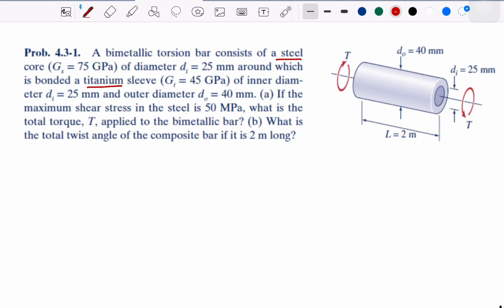If the maximum shear stress in the steel is 50 megapascal, so for steel itself it's 50, what is the total torque applied to the bar? So this is the one that we are asked. We need to find the T. And then what is the total twist angle, if the length is 2 meters?